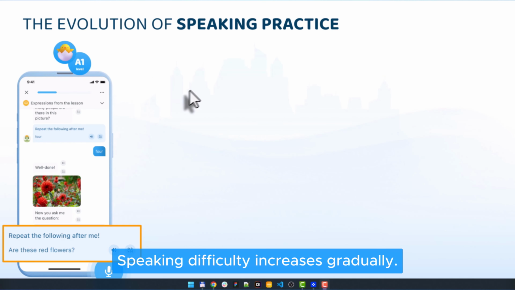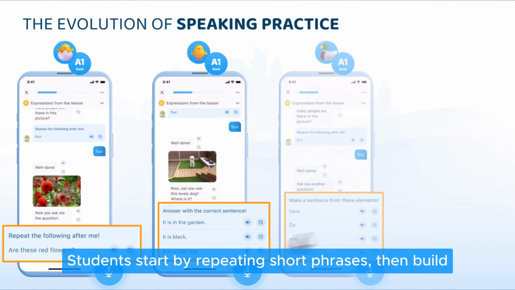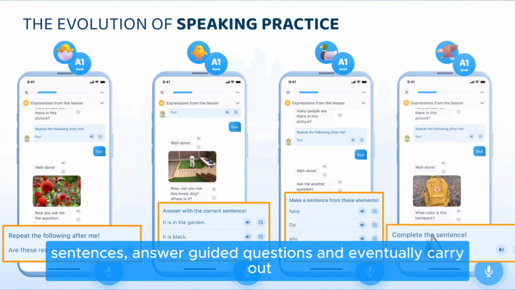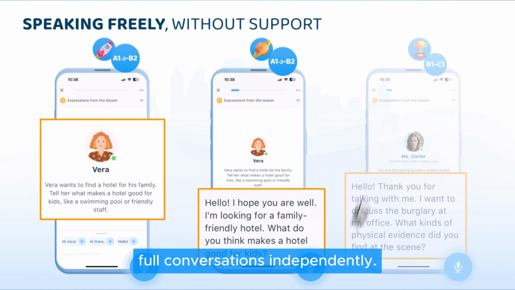Speaking difficulty increases gradually. Students start by repeating short phrases, then build sentences, answer guided questions, and eventually carry out full conversations independently.